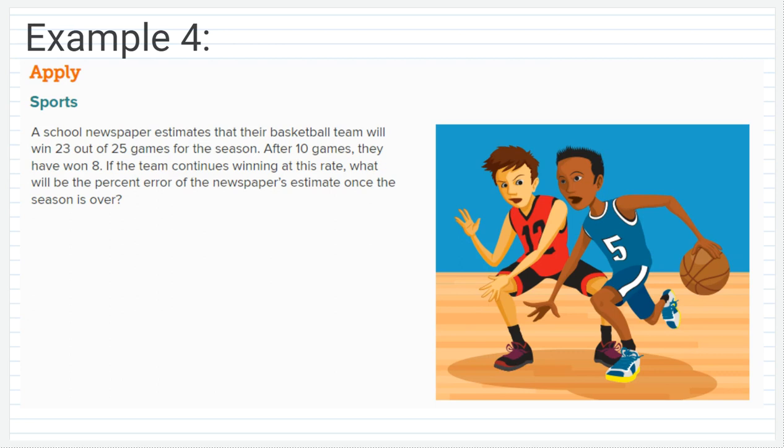So basically we have these two winning rates, right? We got 23 out of 25, that's the estimate. And then the actual is that they have won 8 out of 10. So that's what's actually currently happening. So they're trying to say, okay, what is going to be their percent error if they continue winning at that rate with the newspaper's estimate? Now, these rates can be represented as, again, a fraction, 23 out of 25, 8 out of 10. You can also represent them as decimals, and we can also represent them as percents.